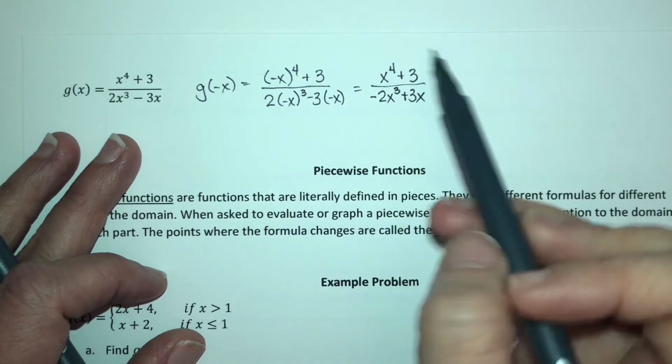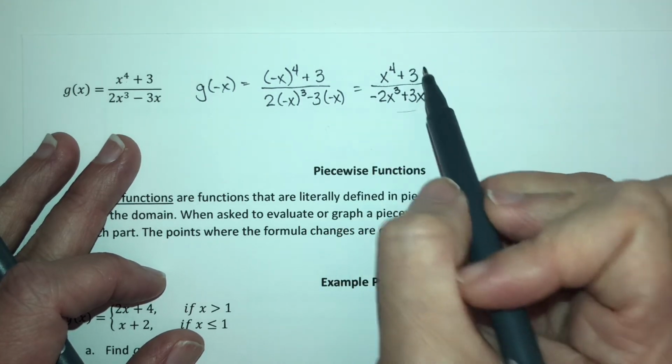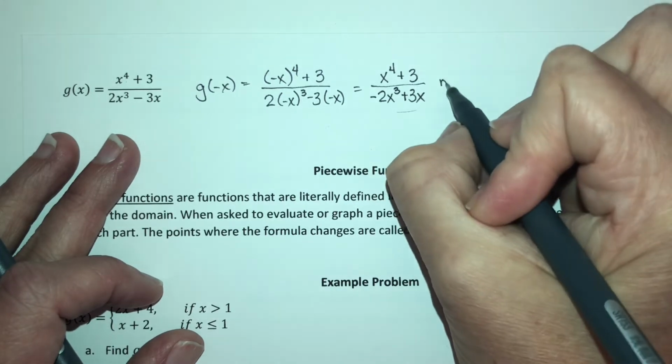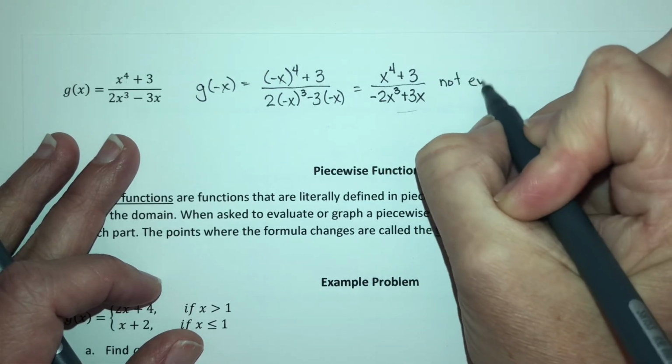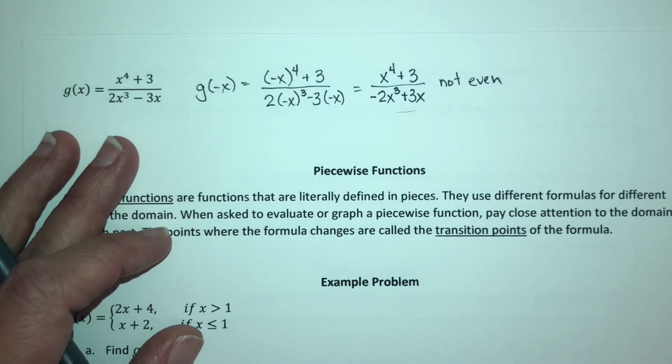So now we've plugged in negative x and we've simplified some. Is this exactly the same as this? No. So this is not even. Okay, now to determine whether or not we have an odd function, we're supposed to factor a negative out and then see if we get the same thing.